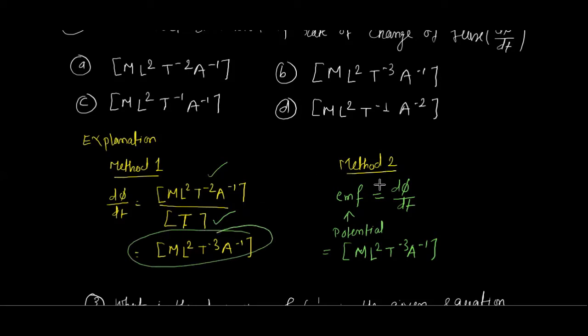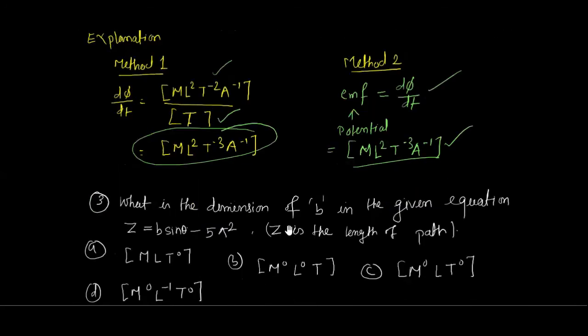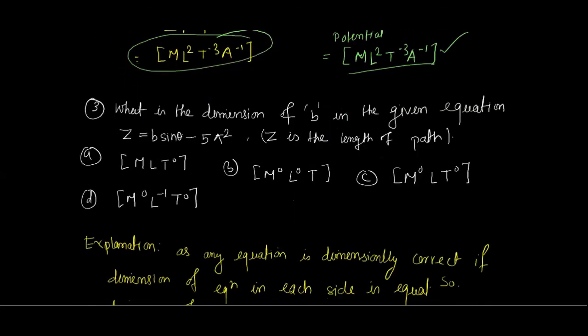There is another method, related to Faraday's law of electromagnetic induction. As we know, the rate of change of flux is equal to, or directly proportional to, EMF or potential. So if you know the dimension of potential, you can easily find the correct answer. I think it is very helpful for you. Now let us move on to another question.